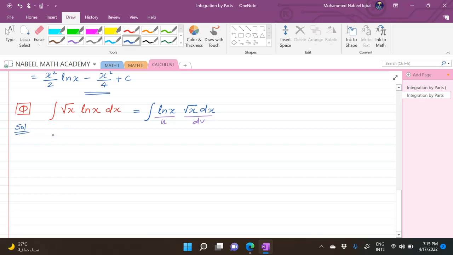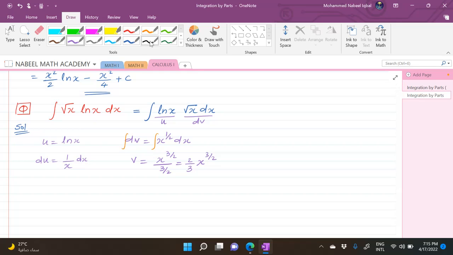u equal ln x and dv equal root x, which I can write as x to the power half dx. When you integrate both sides, what happened here? It becomes x to the power 3 over 2 over 3 over 2. First you have to simplify. Therefore you will get 2 over 3 x to the power 3 over 2. And here you will have du equals 1 over x dx.